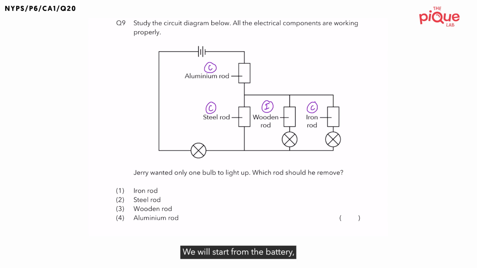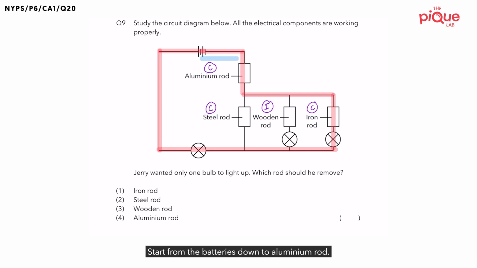We will start from the battery, electricity flowing through the aluminium rod, and going through the iron rod, before going back to the batteries. Is there any other possible pathways that electricity can flow through? Yes, there is. So I'm going to use another color highlighter.